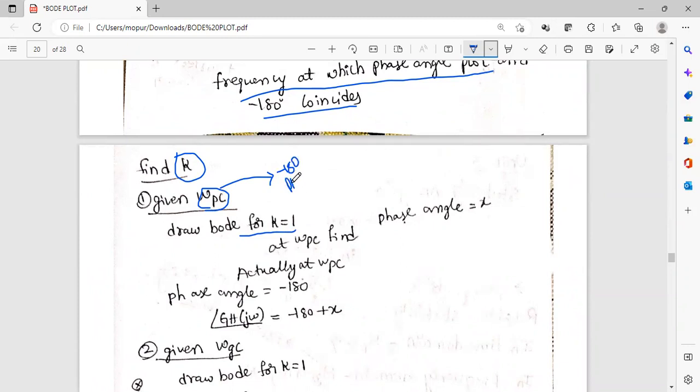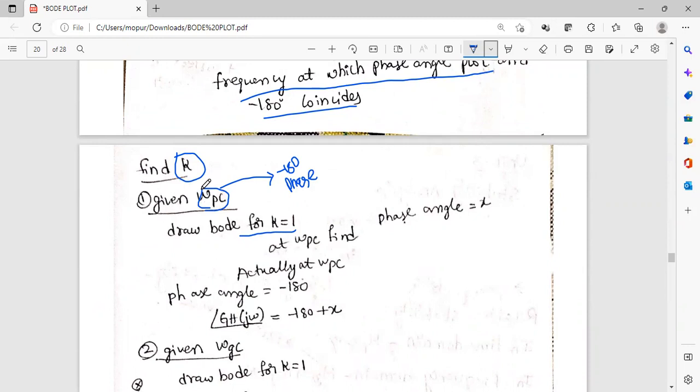Phase angle plot will coincide. That is the frequency at which the minus 180 degree line and the phase angle plot coincide. Now, for k equal to 1, you will draw this. You find, at this omega PC, they have given the omega PC. At that omega PC, if k is really 1, then minus 180 and the phase angle plot coincide.